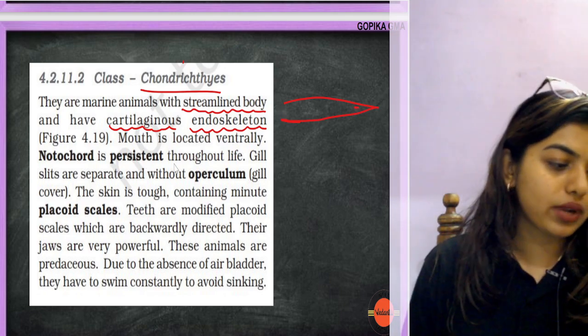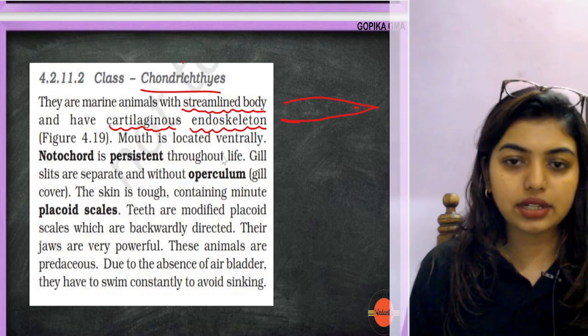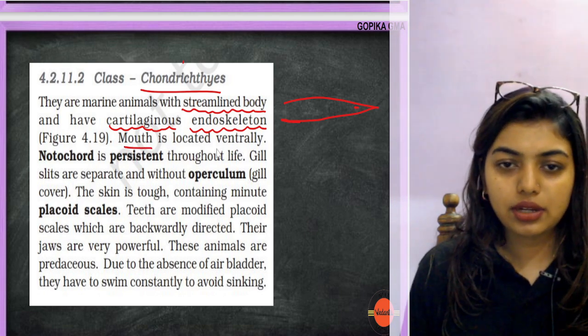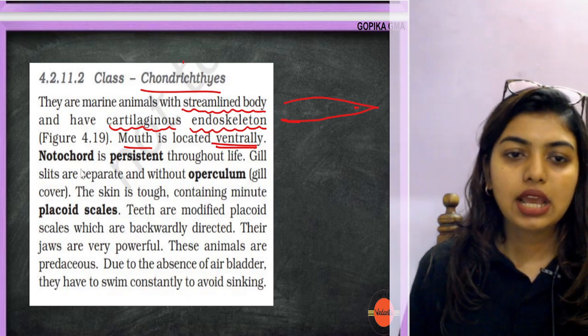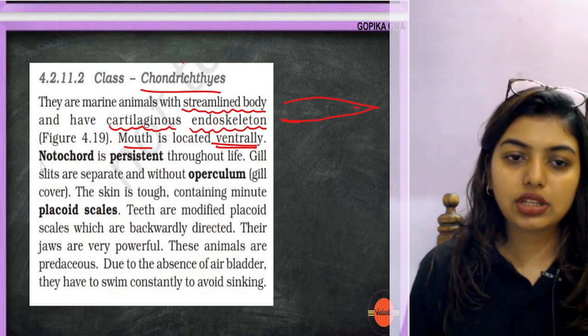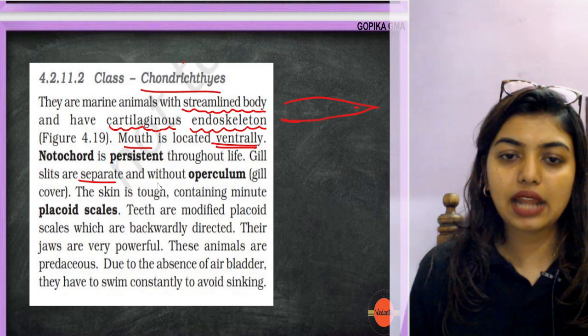Now, the mouth is located ventrally, in the front portion. The notochord is persistent throughout life. Gill slits are separate and without operculum.